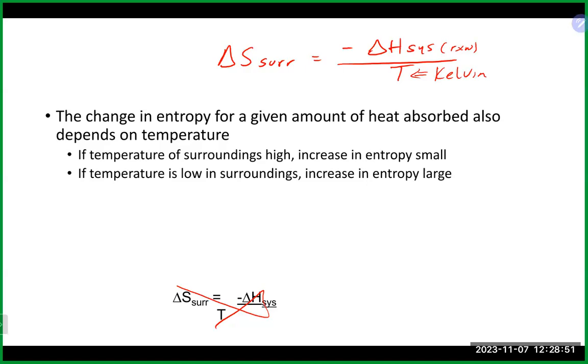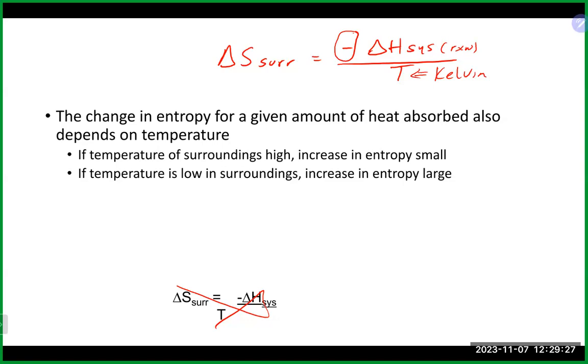Now, this equation is used to calculate the delta S of the surroundings, and you should not confuse it with a version of this equation that we're going to see later, which probably makes no sense to you at this moment. The difference will be the negative here. So the negative does need to be included in this equation when you're calculating the delta S of the surroundings. Later on, we'll derive an equation from a formula that looks exactly like this, but there's no negative. So just keep in mind the negative when you're calculating delta S of the surroundings.